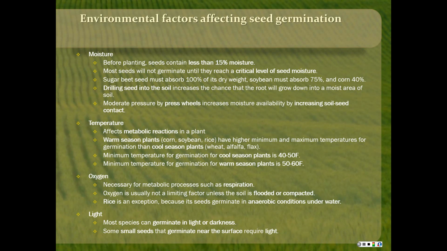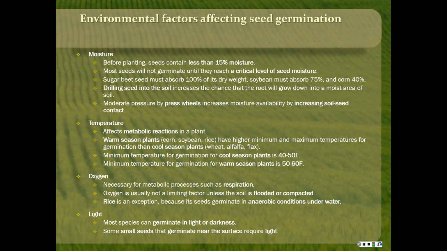And then temperature affects all the metabolic reactions in plants. They tend to slow down at lower temperatures and speed up to a certain point at higher temperatures. So warm season plants like corn and soybean have a higher minimum and maximum temperature for germination than cool season plants like wheat or alfalfa. The minimal temperature for germination for cool season plants is about 40 to 50 degrees Fahrenheit. That means that's the lowest temperature at which they'll start growing. And the minimum temperature for warm season plants is 50 to 60. They need it a little warmer to start growing.